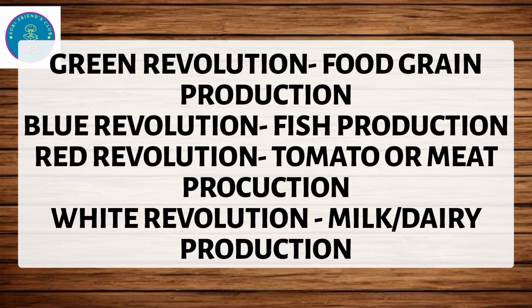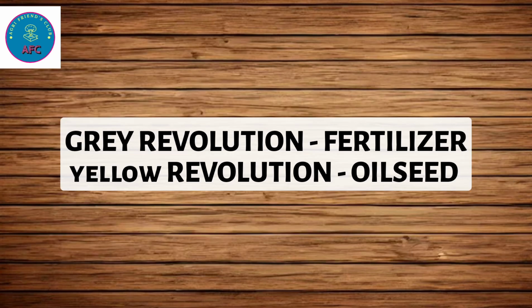Starting with the green revolution, that is related to food grain production. Next is the white revolution, that is related to milk or dairy production. Blue revolution is related to fish production. Grey revolution is related to fertilizer production. Yellow revolution is related to oilseed production. Red revolution is related to meat or tomato production.